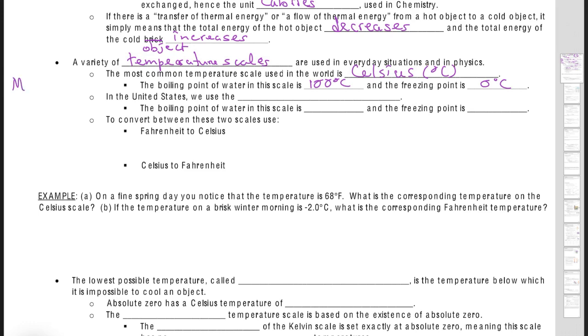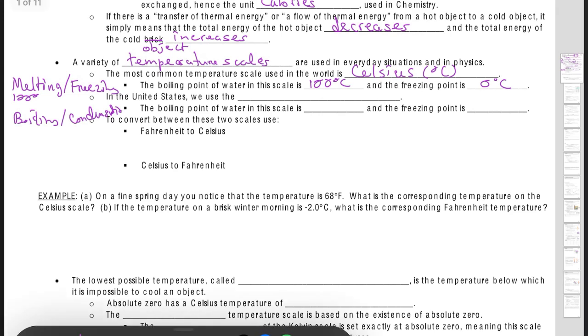I do want to point out that the melting and freezing point are the same point, and the boiling point and condensation point are the same point. So for water in Celsius, it's 100 degrees, not for melting. So the melting point is 0 degrees Celsius. The boiling point or condensing point is 100 degrees Celsius.